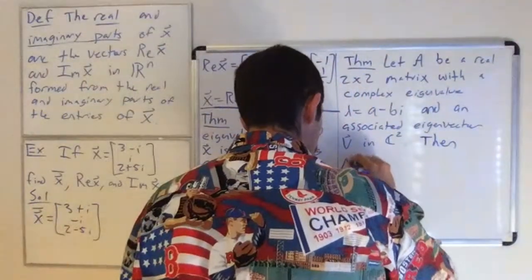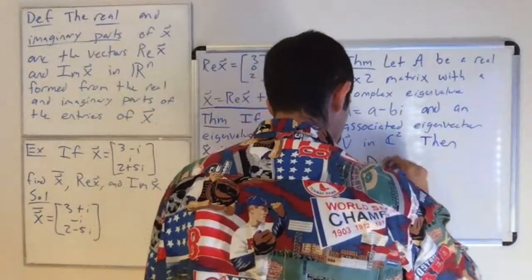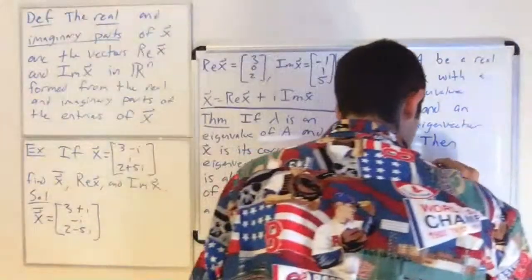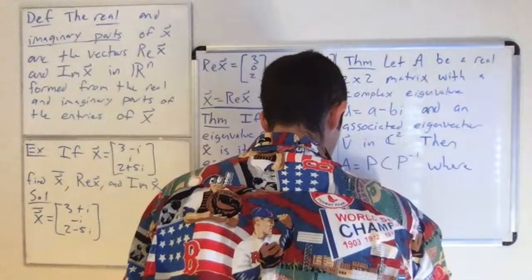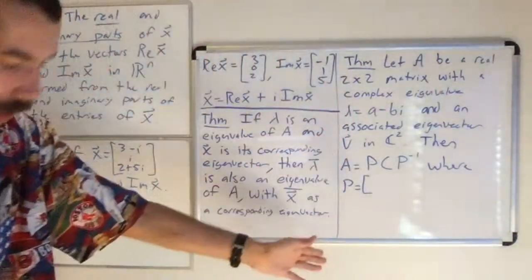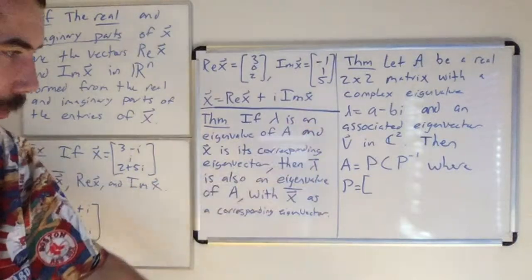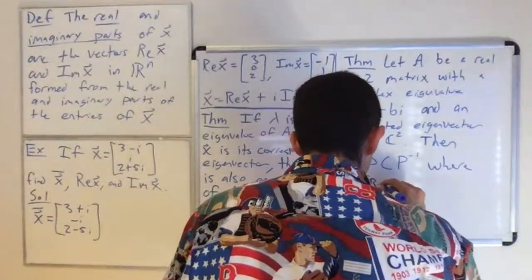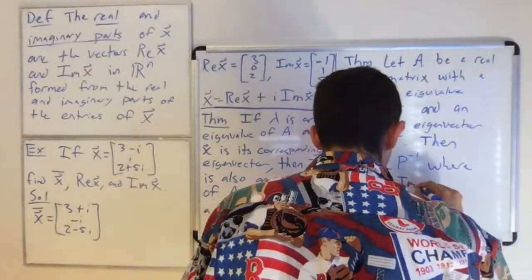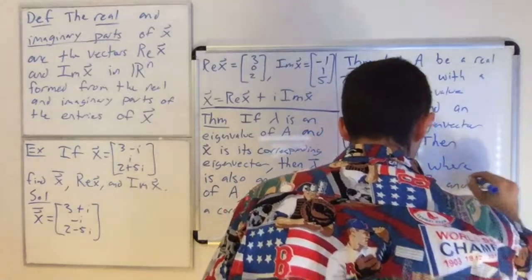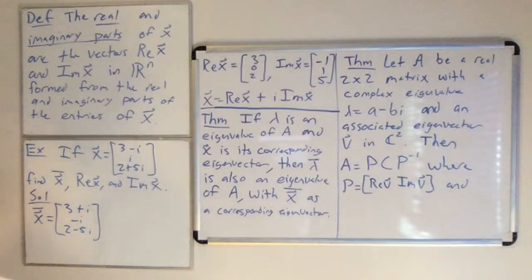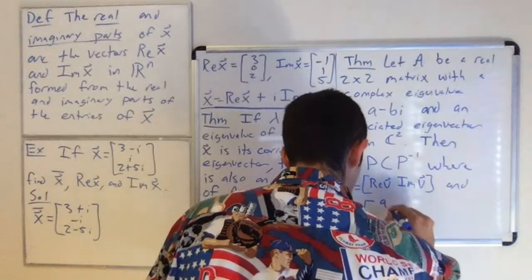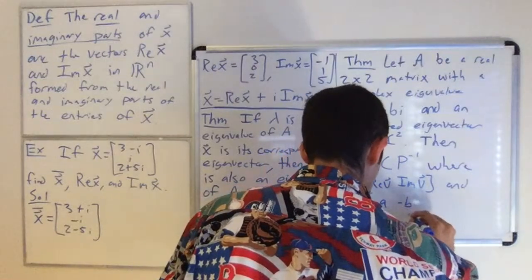then we can express A is equal to P times C times P inverse, where P is the matrix whose first column is the real component of v, whose second column is the imaginary component of v. And C is the matrix a, b, minus b, a.